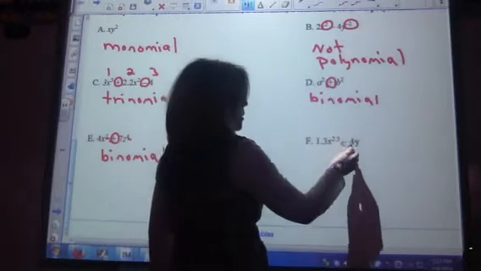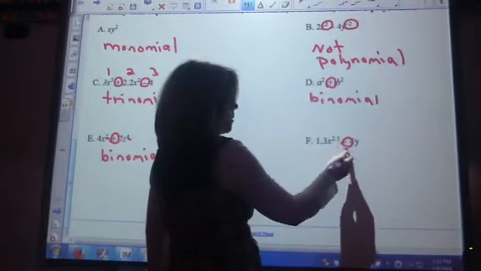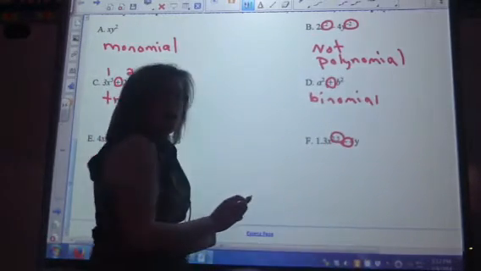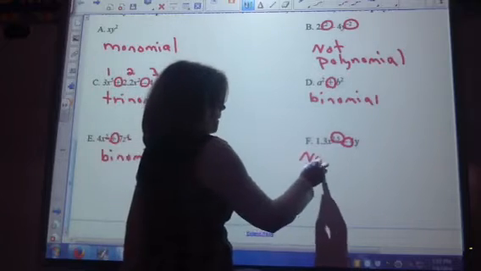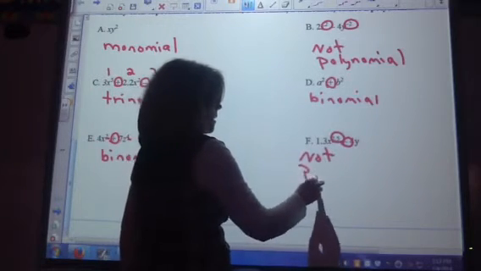This one has a subtraction sign. We have two terms, but we have a 2.5 as our exponent, and it needs to be a whole number, so this is not a polynomial.